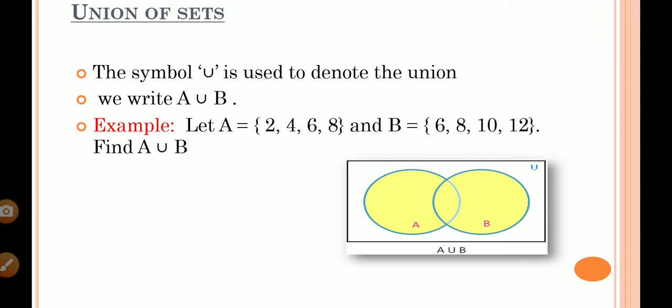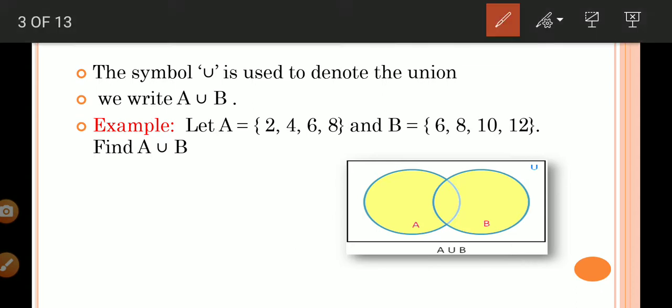Union of sets. It is generally represented using the symbol ∪. The symbol ∪ is used to denote the union. If it is two sets, we will write A ∪ B. It represents the union of the two sets A and B.